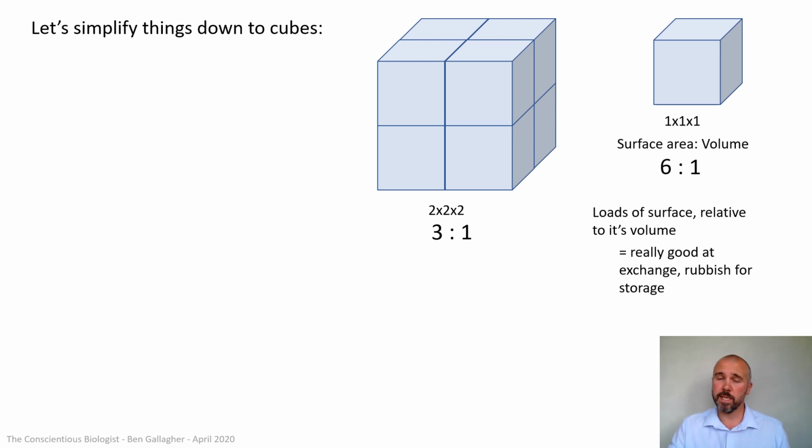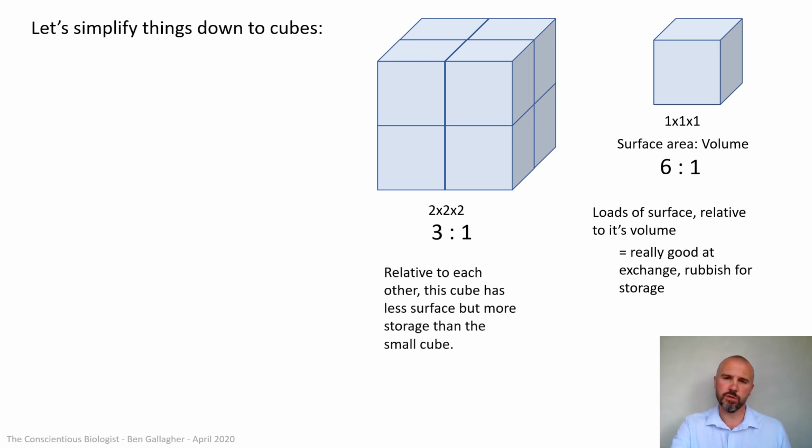Now think about what that means. That means that the bigger cube has now got space inside it further away from the surface that is going to be good for storage. So that one is better for storage, but even though it's got a lot more surface, we counted it had 24 units of surface, it's obviously got far more surface than the first cube. Relative to its volume, it has less. Okay, so that one's better for storage, not as good for exchange.